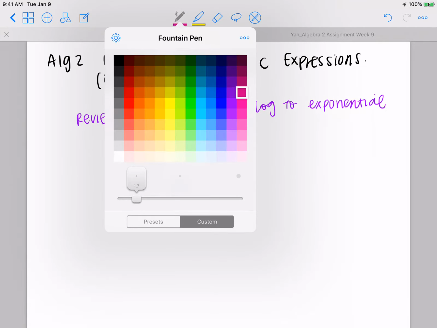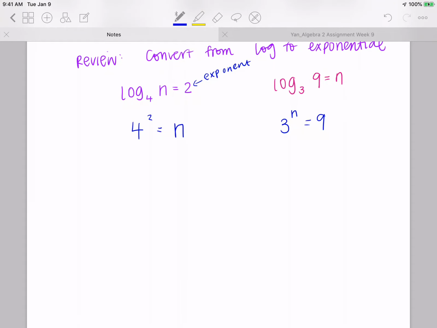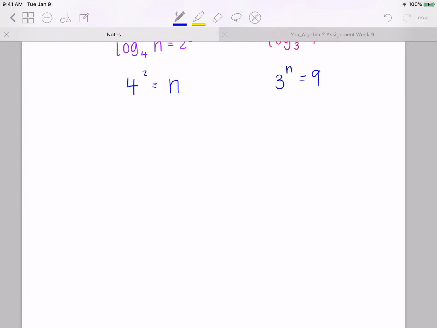And another question, if we were going to do log with a little 3 of 9 equals n. To convert this, we're going to do 3 to the nth power equals 9. What we're going to be doing for this lesson is learning how to solve for n. Some of you probably already know how to do that just by looking at the number and the exponent. So we can come back to this question later.